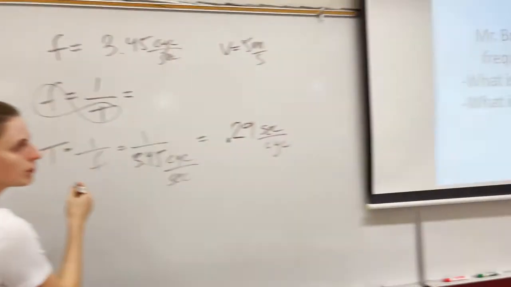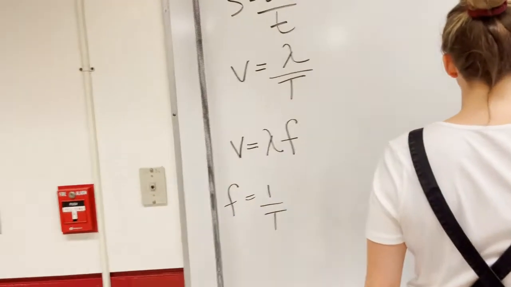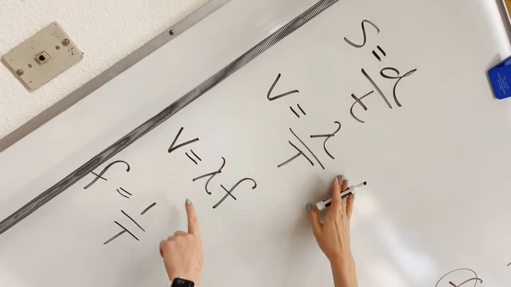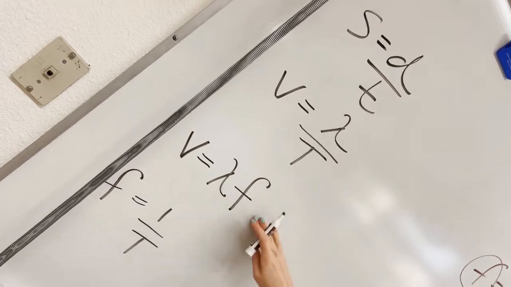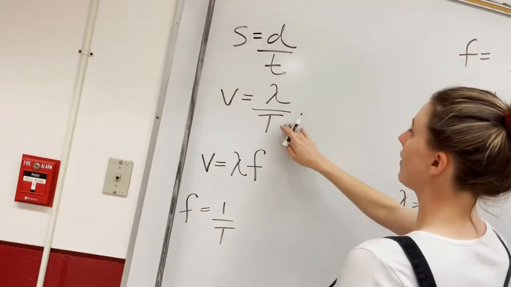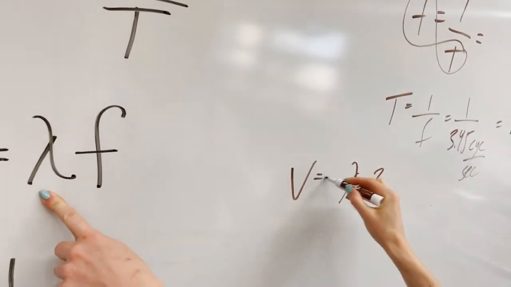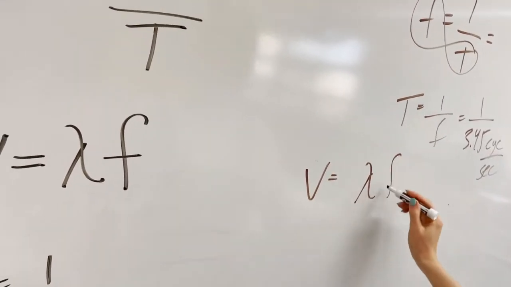What is it asking here? It wants to know the length of the wave, the wavelength. Which one do you want to use? Well, we're given the frequency, so let's use this one. How do you solve that for wavelength? Okay, we've got V equals wavelength times the frequency, right?